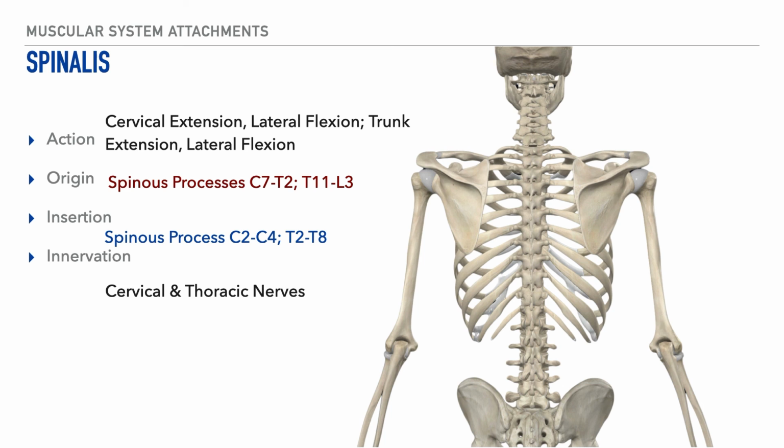The last muscle or muscle group that we'll look at for the Erector Spinae is the Spinalis. This muscle provides us with an opportunity to perform cervical extension and lateral flexion, along with trunk extension and trunk lateral flexion. This muscle originates at the spinous processes of C7 through T2 and on the spinous processes of T11 through L3. And it inserts on the spinous processes of C2 through C4 and T2 through T8. And lastly, this muscle group is innervated by a combination of cervical and thoracic nerves.